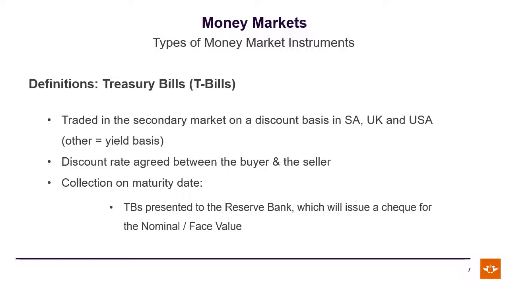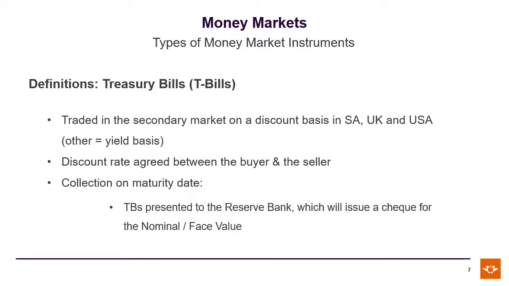The discount rate is a rate agreed between the buyer and the seller, and regardless of whether or not this instrument is traded in the primary market or the secondary market, the maturity date and the maturity value remain unchanged. So at maturity, treasury bills are presented to the Reserve Bank, who will issue a check for the nominal or face value of this asset.